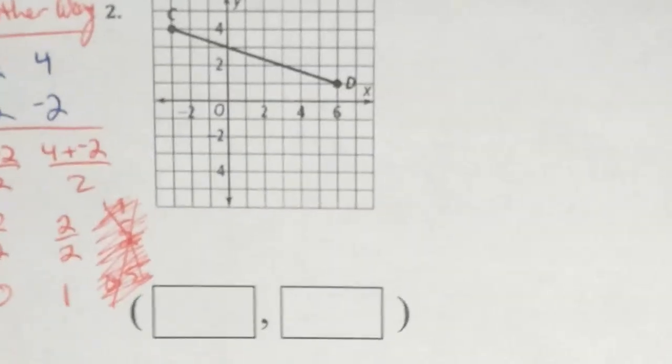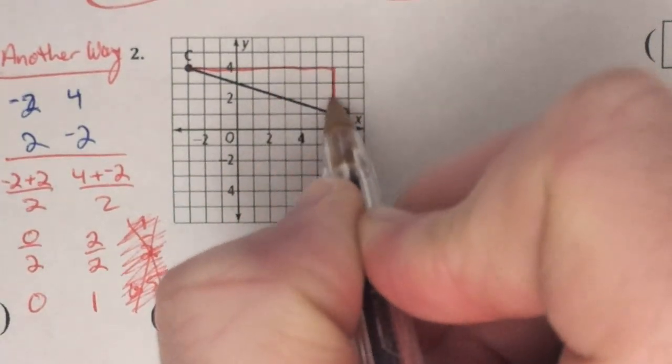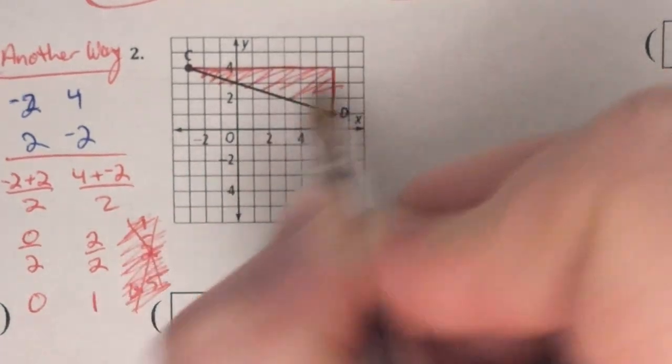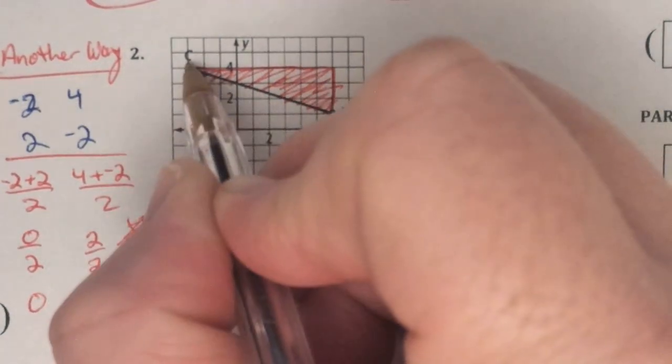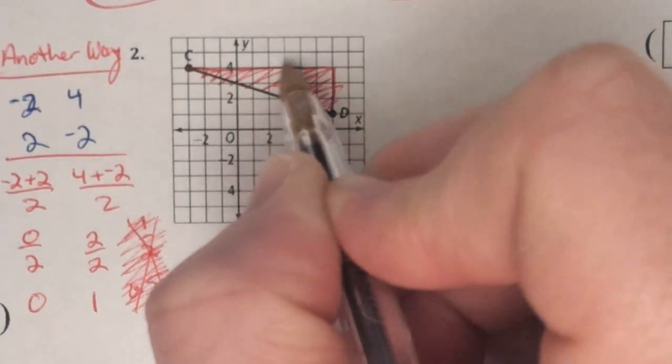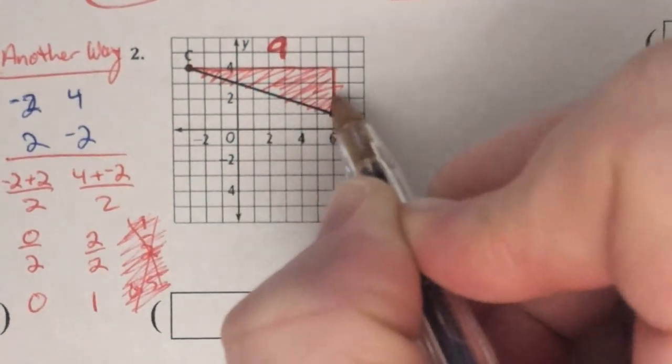All right, next one, number 2. So number 2, we're going to do the same thing that we just did. So one way is graphically. So let's see what happens here. So I make a right triangle. And it really doesn't matter if you do the top or the bottom. You still get the same answer. All right, so if I do this way, horizontally, I get 1, 2, 3, 4, 5, 6, 7, 8, 9. And vertically, I get 1, 2, 3.